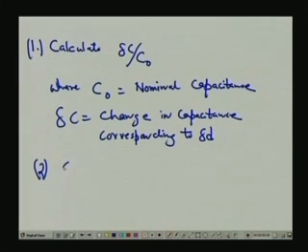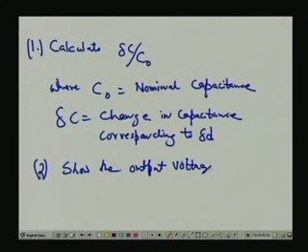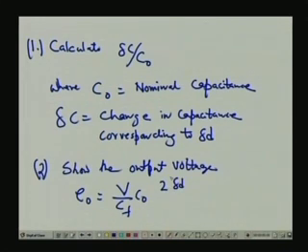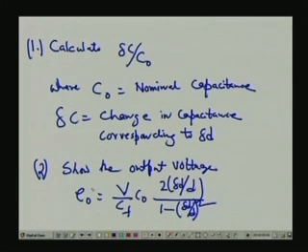Also we have to find number 2, show that the output voltage E naught is equal to V by Cf into C naught into 2 delta D by D upon 1 minus delta D by D whole square, right. Now, the push pull configuration we will show in the next slide.